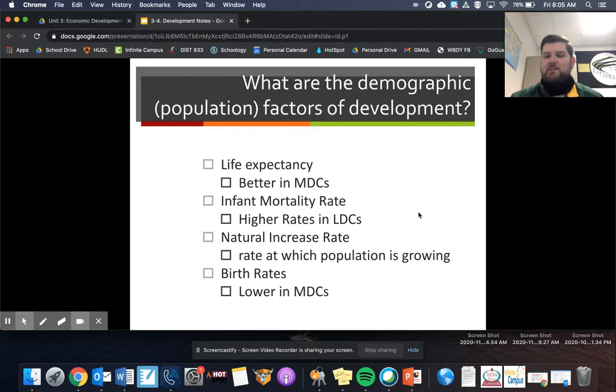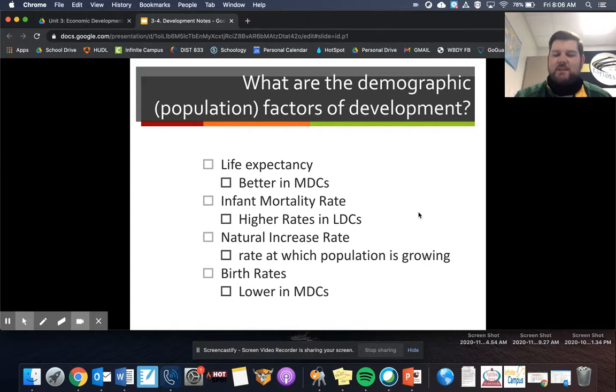I cannot express enough, on your test you are going to be asked, higher life expectancy means the country is more of a blank, and you have to decide MDC or LDC. It's not super hard if you think about it. Life expectancy, that's a good thing. We want to live longer, and you probably live longer in countries that have more technology and more knowledge. Therefore, it's going to be MDC.